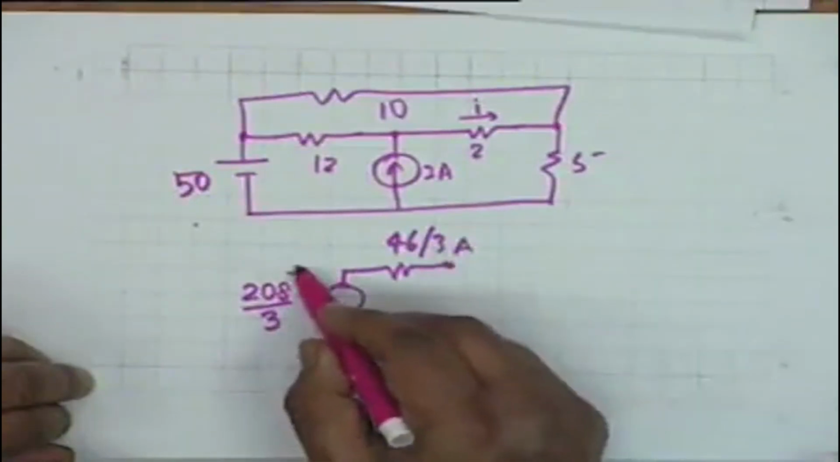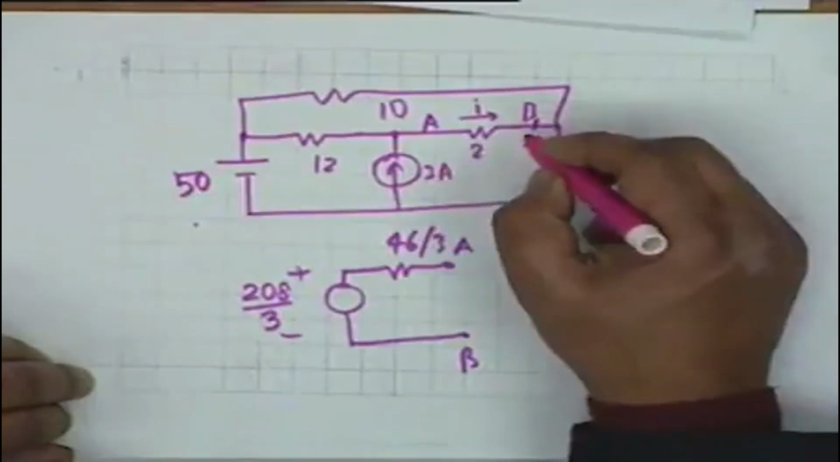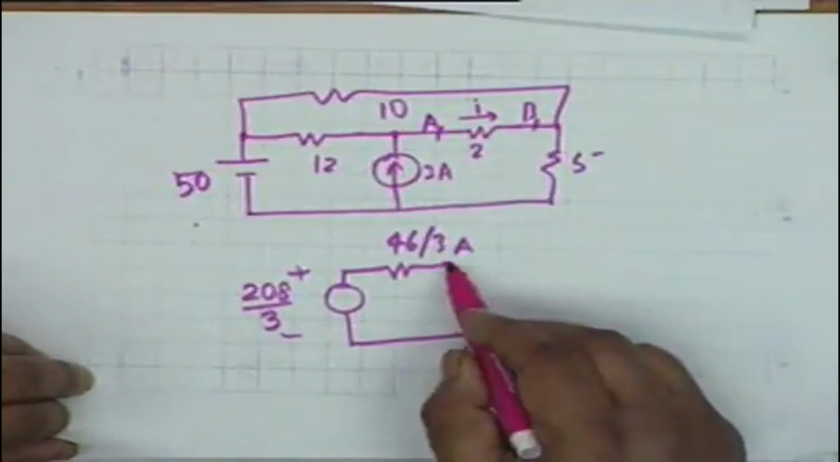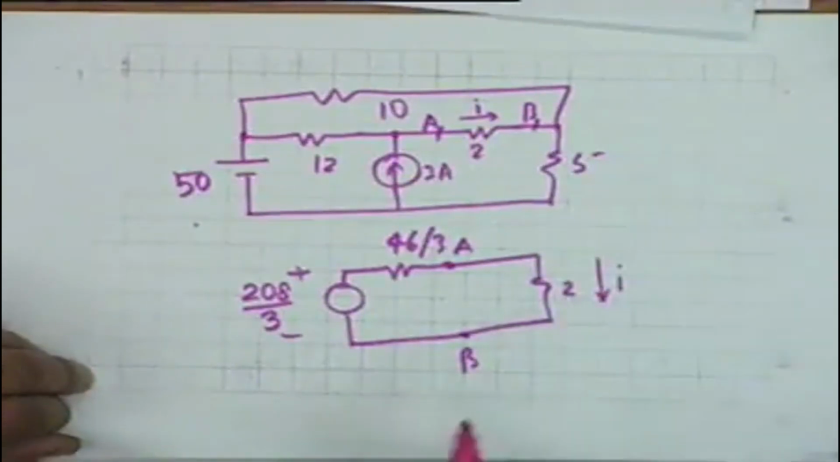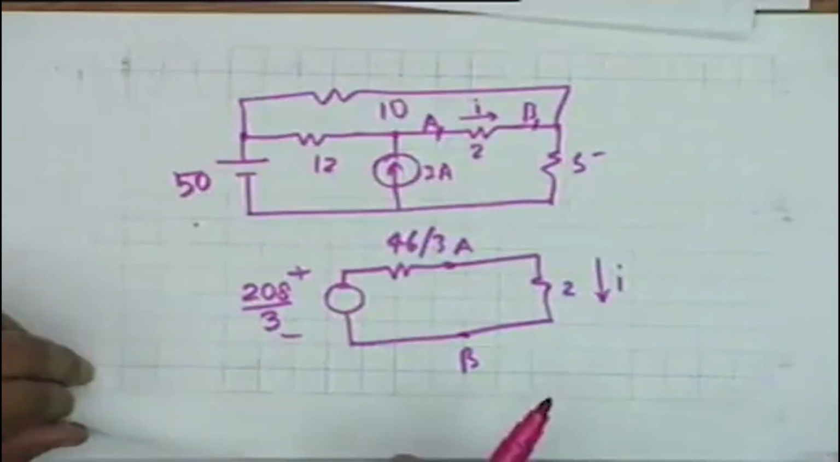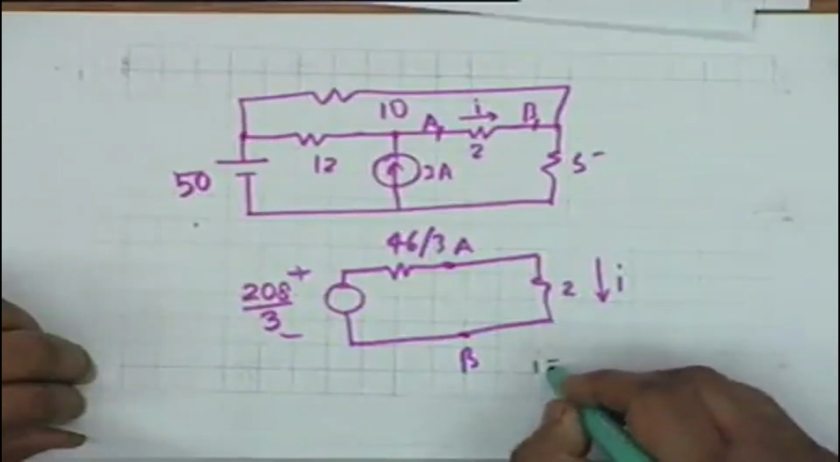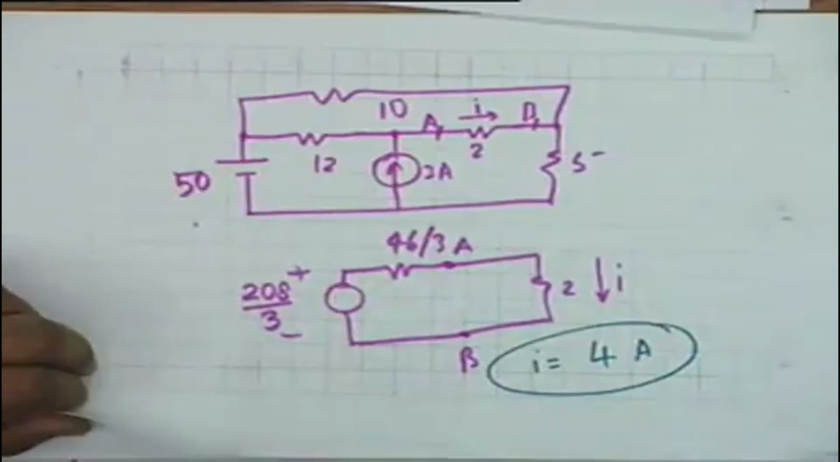This point is A and this point is B. A and B. This is my equivalent circuit. Then I connect the 2 ohm. The current through 2 ohms must be the same as in the original circuit. So what is the value of I? I is 4 amperes. Yeah, that's correct, and it checks with what we found out by loop analysis or node analysis.